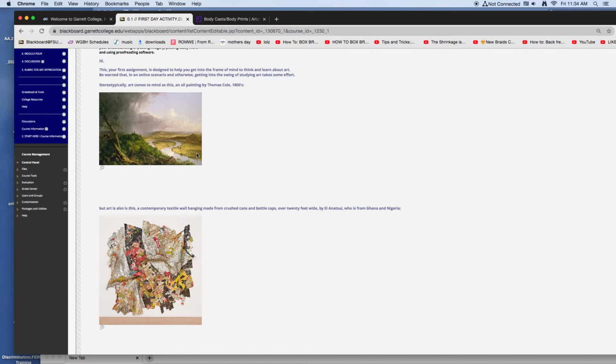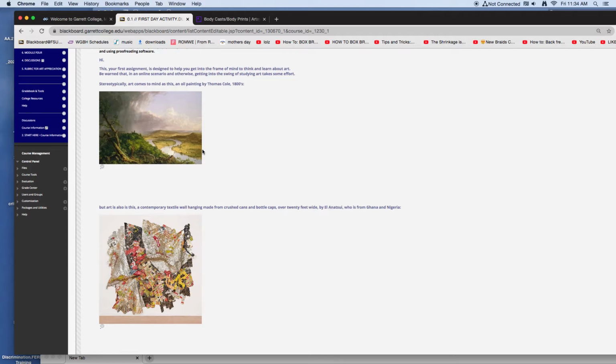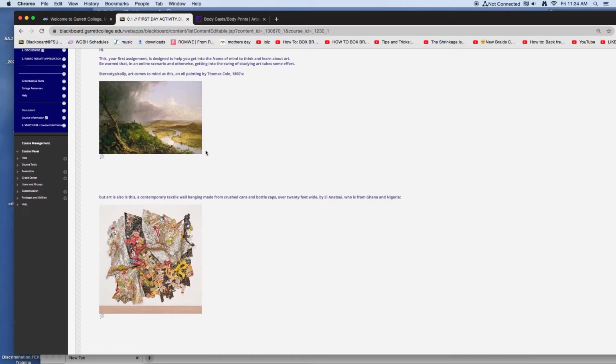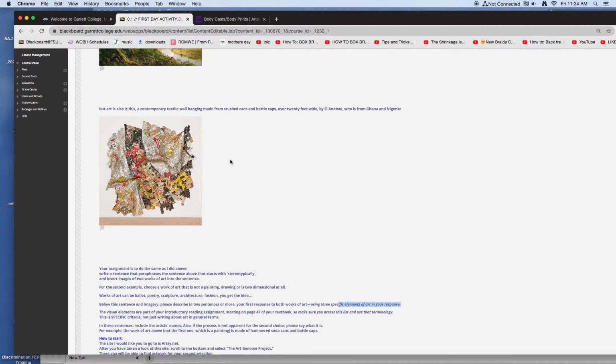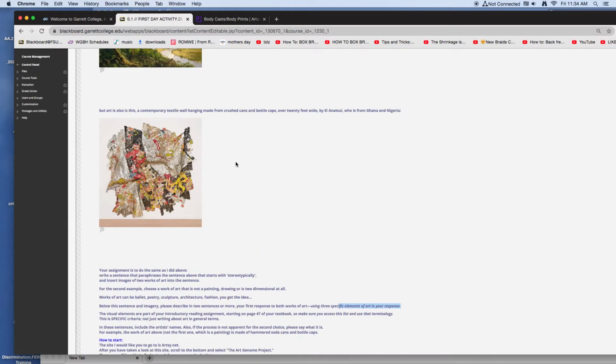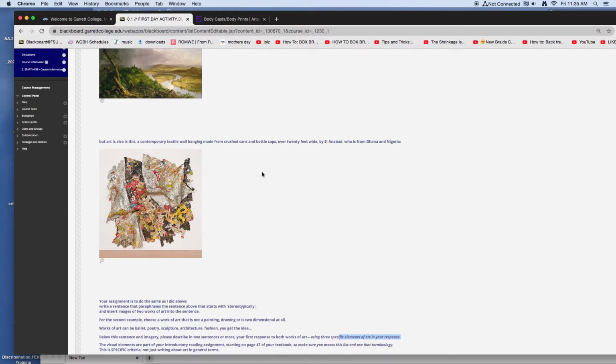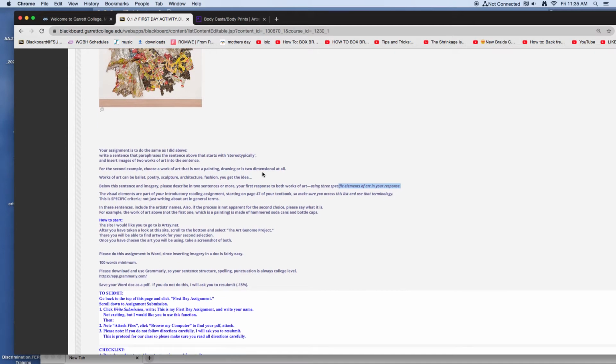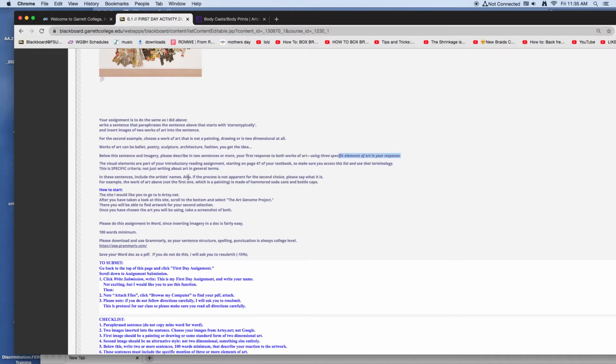You pick out one that's sort of a quintessential, stereotypical idea of art. You know, the big oil painting, the portrait, the still life, that sort of thing. And also pick out something that's non-standard. Okay, and pop it into the context of a sentence. And after that, describe in a sentence or two your first response to both works of art using three specific elements of art.